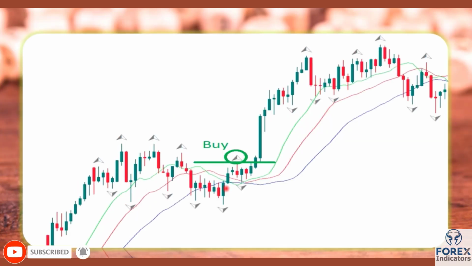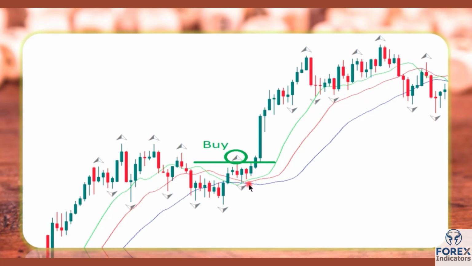There are many different combinations between the alligator and other tools of technical analysis. Here are some suggestions. First, look for a reversal pattern, chart pattern, or candlestick pattern. Once you have it, use the alligator for confirmation. For example, wait for the green line to cross the other lines.